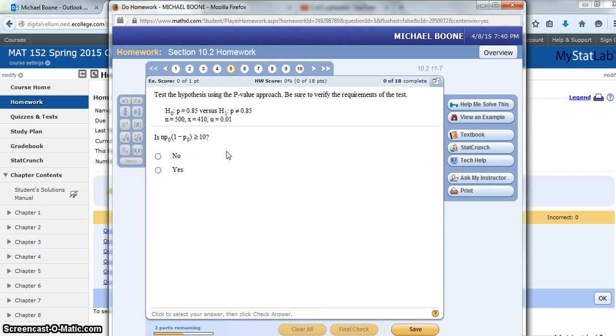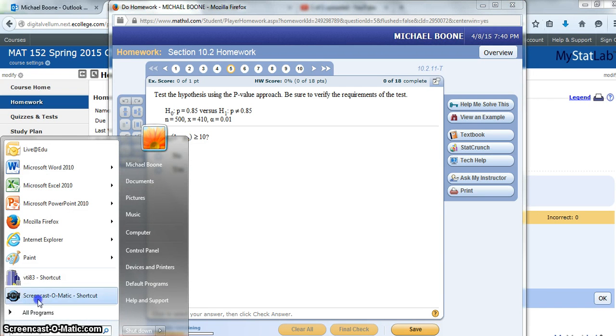So when I'm looking at this, it says test the hypothesis using the p-value approach. This is the one that I prefer and I'm probably going to test you on. I am not a big fan of the classical approach. I like the p-value approach. Be sure to verify the requirements of the test. So here's our verification. Is n times p times 1 minus p greater than or equal to 10? So when we do that, we could just bring up our calculator to help us do that.